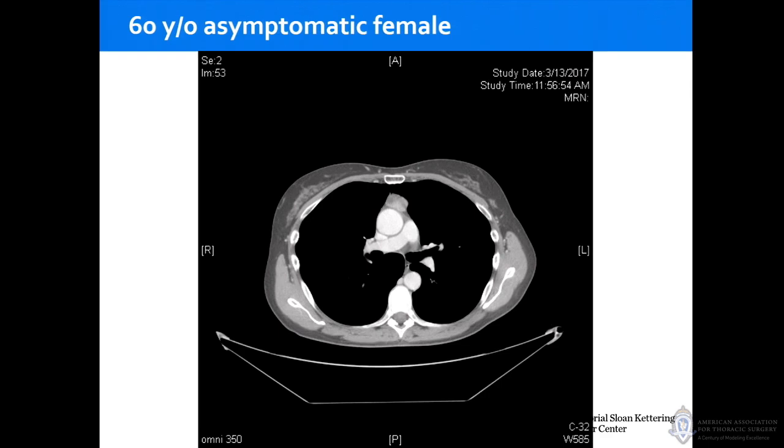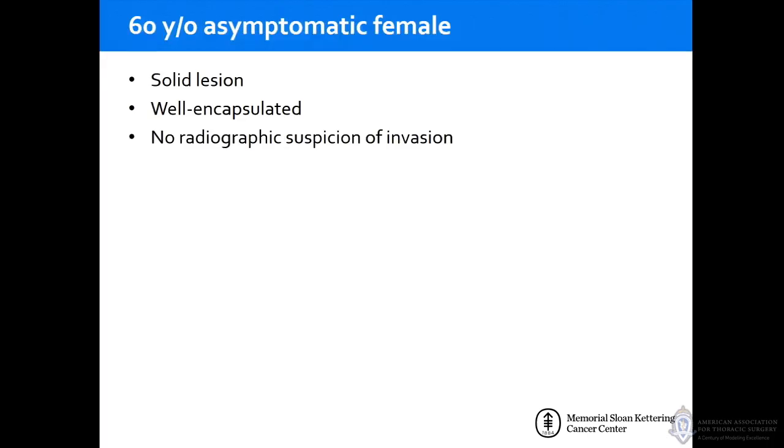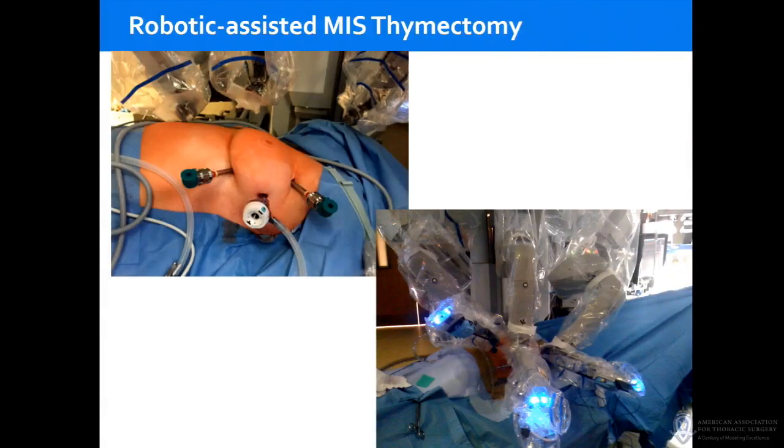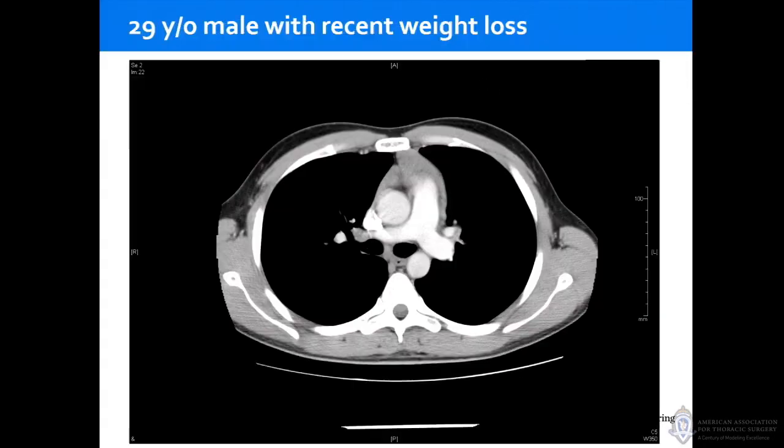So let's start with this patient again. This was a 60-year-old asymptomatic female that comes in with this lesion. It's a solid lesion, it's well encapsulated, doesn't seem to be any radiographic suspicion of invasion. Some heterogeneity in it on the CT scan. There's a little bit of a cystic component. So a decision was made here to resect. Pretty simple and straightforward. Did a minimally invasive thymectomy, a complete resection. Pathology was a thymoma type AB. Pretty straightforward.